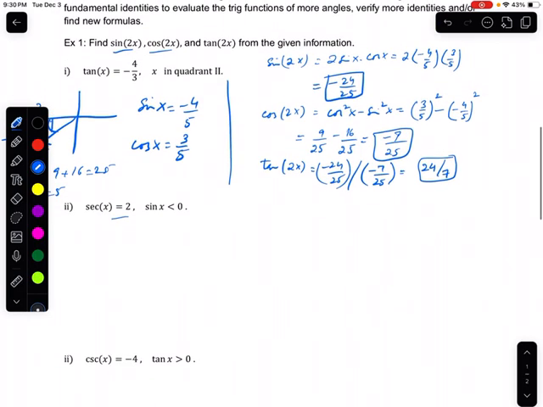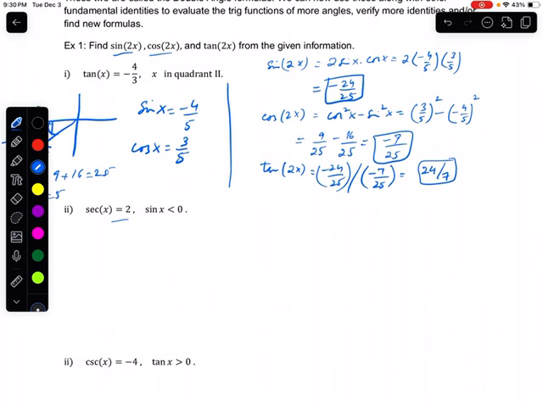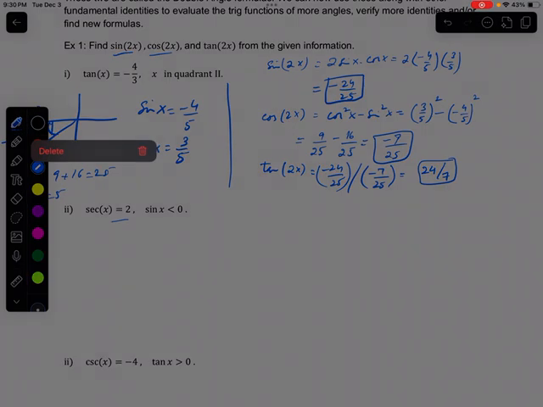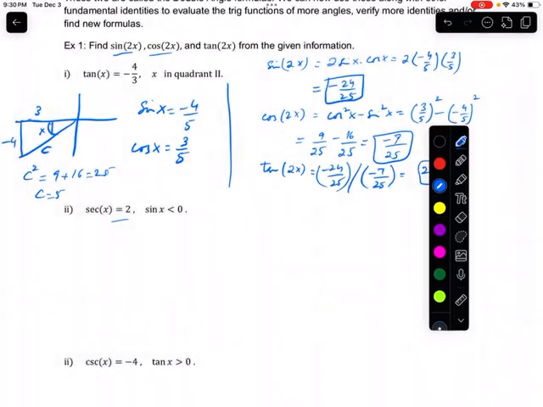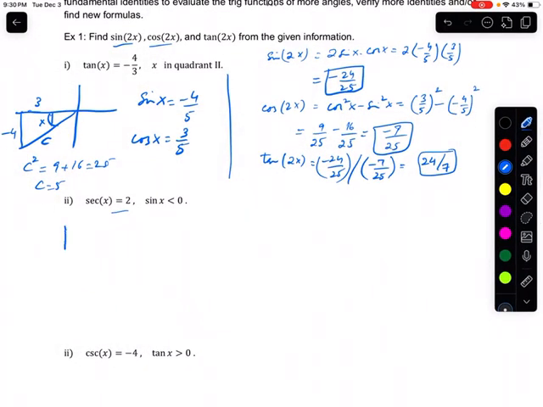So I can draw, like before, a triangle in the fourth quadrant. This angle is x, and secant is equal to 2. Secant is, remember, hypotenuse over adjacent. So it means this is 1 and this is 2. No, it's opposite, right? So this is 2 and this is 1. Is that correct? Because secant is 2, so cosine will be 1 over 2.